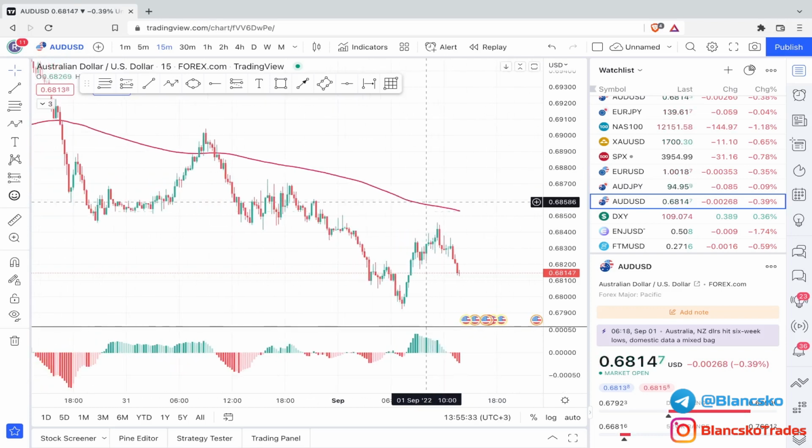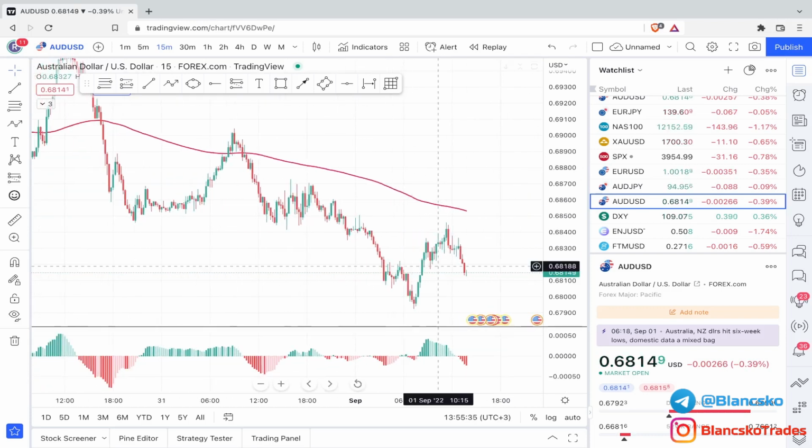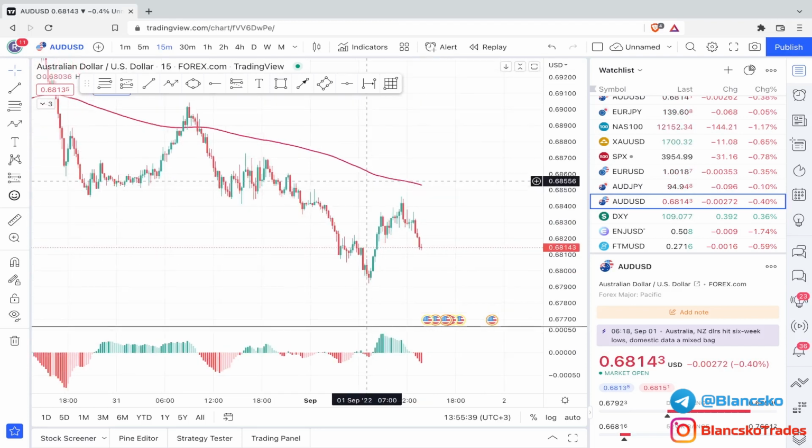Now, how do we look for entries? Well, after we know we are above or below the 200 EMA, then we are going to look for a MACD divergence.